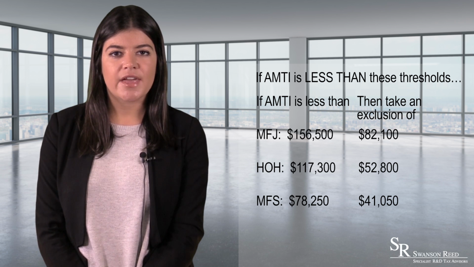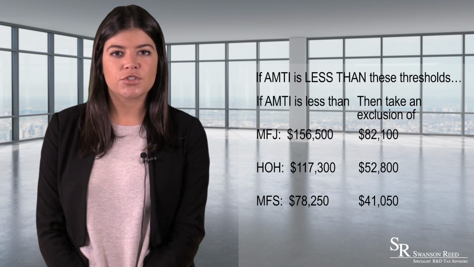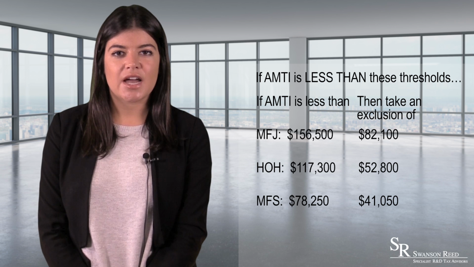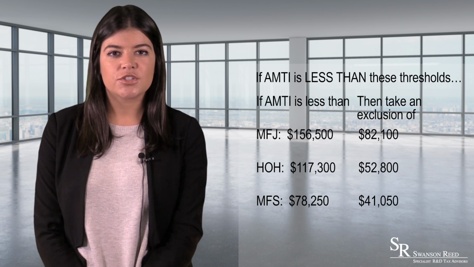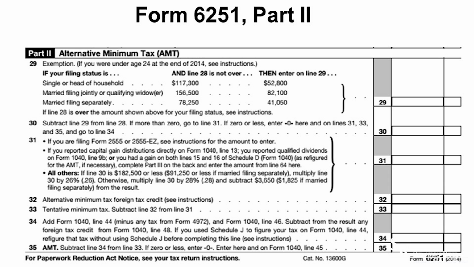If you are single or the head of household and your AMTI is less than $117,300, then take an exclusion amount of $52,800. If you are married filing separately and your AMTI is less than $78,250, then take an exclusion amount of $41,050. Part 2 of Form 6251 shows these exclusions.